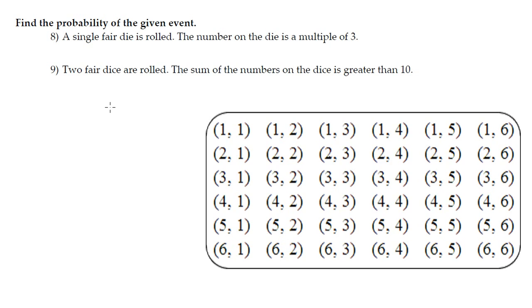I'm going to deal with 8 and 9 in one video. So here's number 8. A single fair die is rolled. I roll a single die. What's that sample space look like?